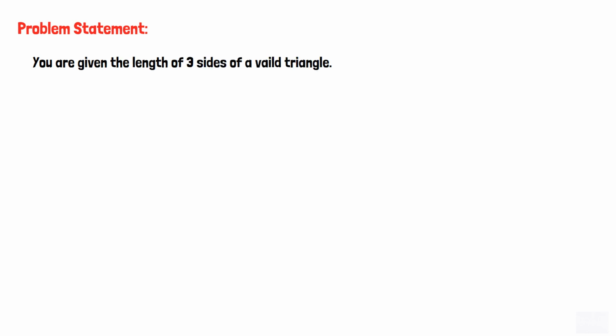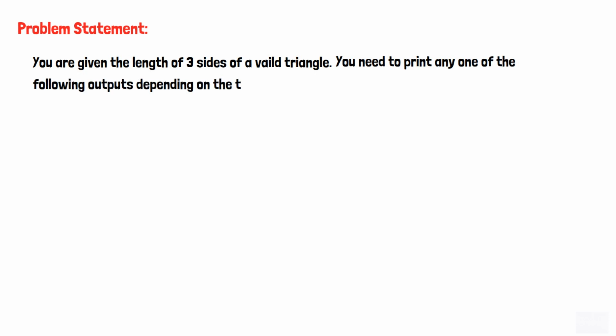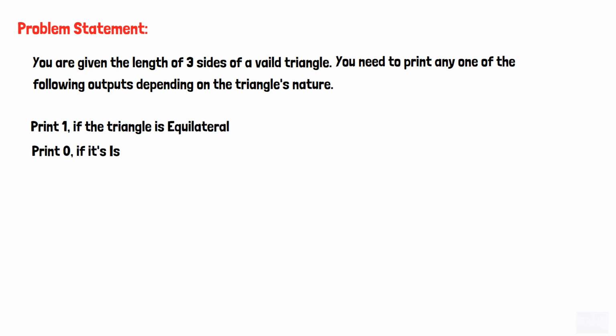In this video, we will construct a flowchart for a given problem statement. That is, you are given the length of three sides of a valid triangle. You need to print any one of the following outputs depending on the triangle's nature. Print 1 if the triangle is equilateral, print 0 if it's isosceles, print minus 1 if it's scalene.